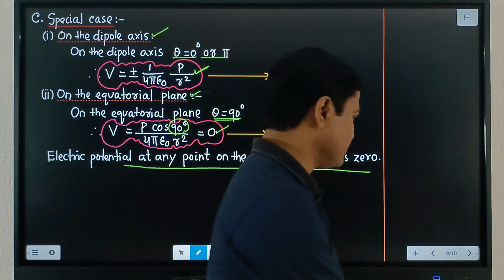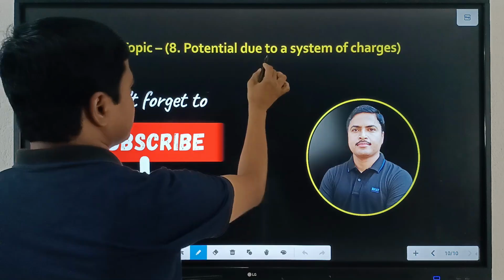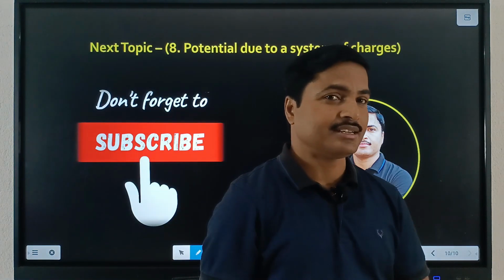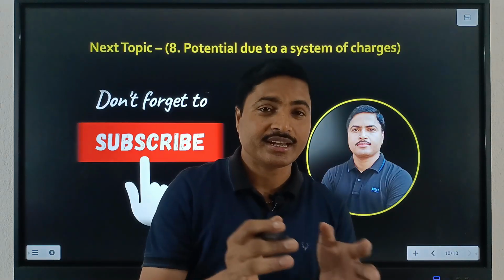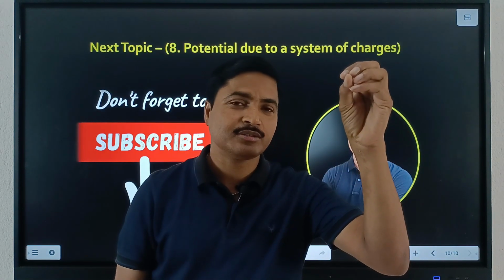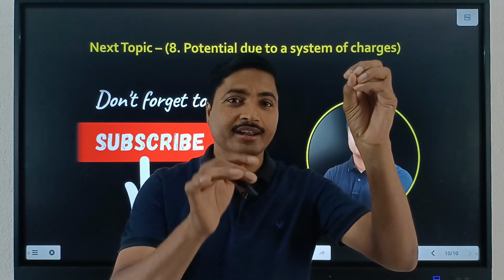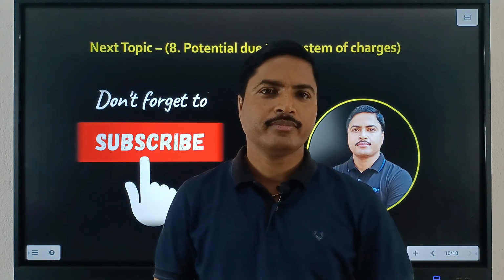Clear? And in the next class, we will discuss another topic, that is potential due to a system of charges. That means we take n number of charges. Suppose this point is the observation point, and at this point we calculate the magnitude of the electric potential due to the n number of charges. Thank you.